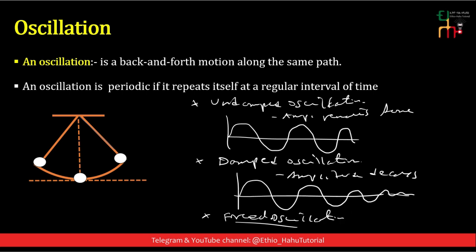Therefore, in general, an oscillation can be undamped oscillation, damped oscillation, or forced oscillation. Undamped oscillation is an oscillation with the same amplitude. Damped oscillation is an oscillation with decaying amplitude. Forced oscillation is an oscillation with constant amplitude, but with the application of external force.